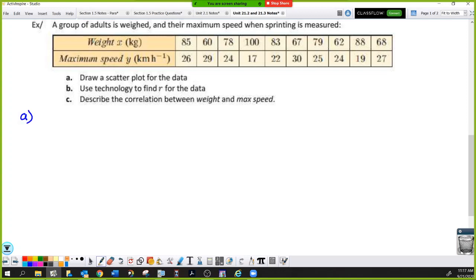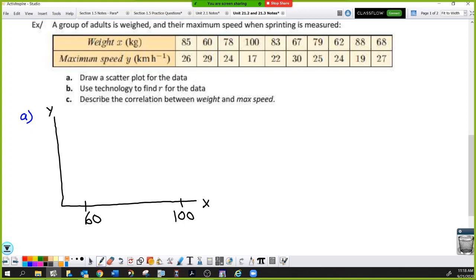Only positive x's and positive y's make sense. And what do we got going on my x's? These are weights. What are they? They go from, looks like the smallest one is 60 and the biggest one is 100. Okay, from 60 to 100. Picture not drawn to scale because who cares? Here's 60. Here's a hundo.